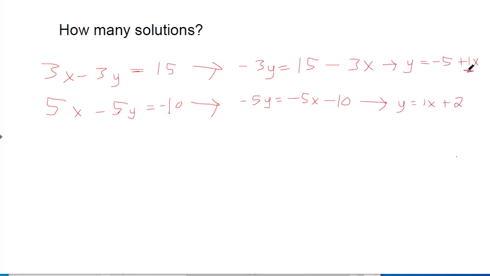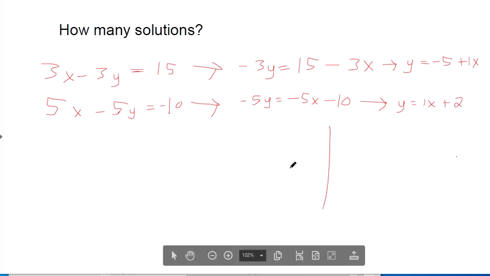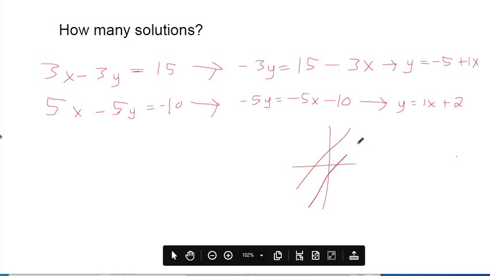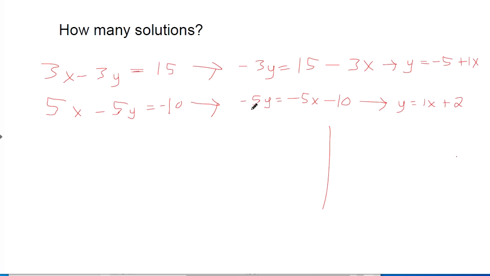Now look, this has a slope of 1. This has a slope of 1, but their y-intercepts are different. So these two lines, one crosses at 2 and one crosses at negative 5, they're parallel because they have the same slope. So there are no solutions for this one.